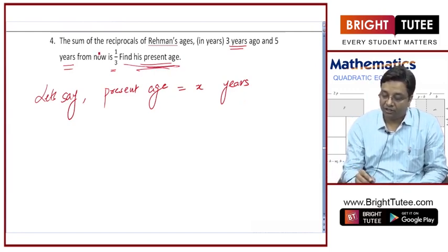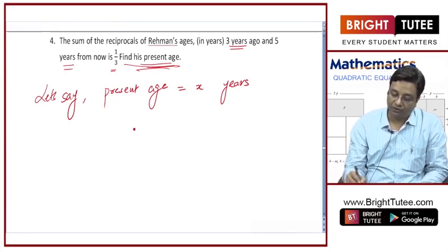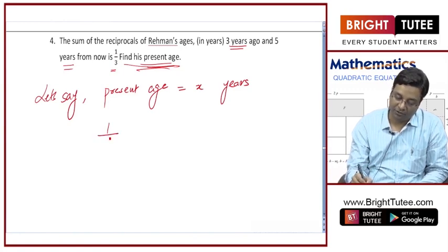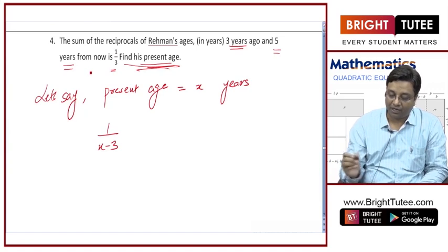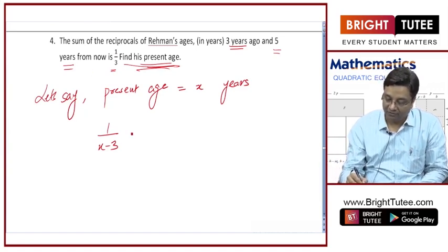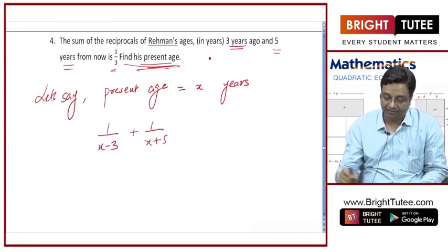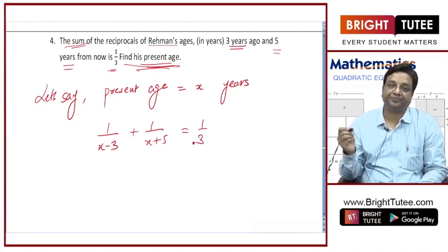Okay, so now the sum of reciprocals of Rahman's ages 3 years ago. What was Rahman's age 3 years ago? x − 3. So the reciprocal of x − 3 is 1 by (x − 3). And 5 years from now, what will be his age? x + 5. And what is the reciprocal? This one. Their sum of reciprocals is 1 by 3. So it is equal to 1 by 3.